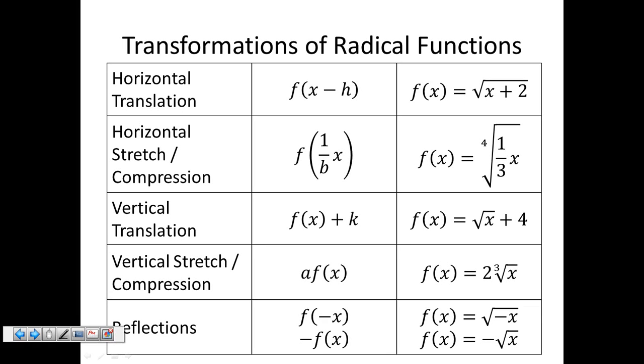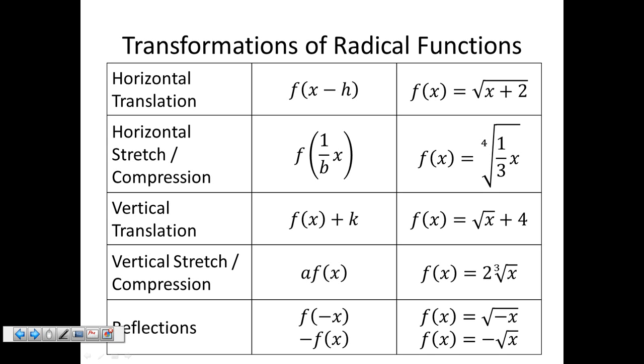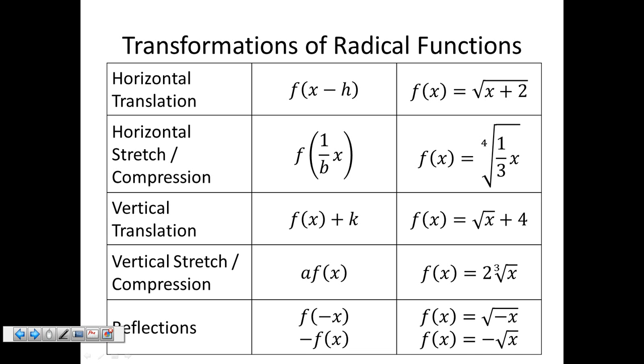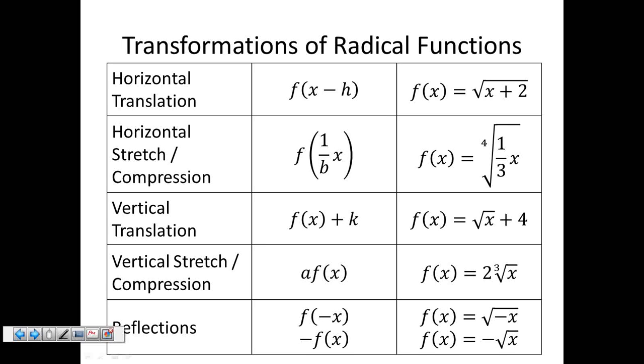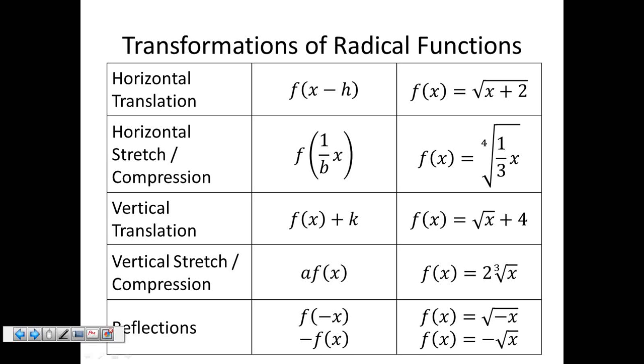A horizontal translation: we add or subtract a number inside the parentheses. In this case, we see that addition or subtraction of a number inside the root. Now, this is all true whether we're talking about square roots, cubed roots, or fourth roots, so I try to throw in here a variety of radical functions. A horizontal stretch or compression: remember, if we want to stretch it, we divide by the number. If we want to compress it, we multiply by that number. So we see that 1 over in the horizontal stretch or compression.